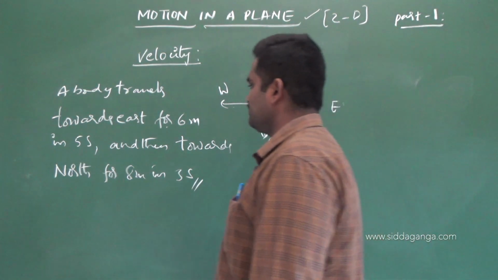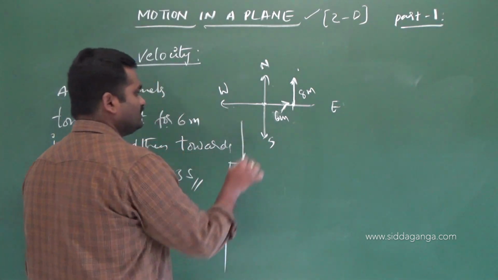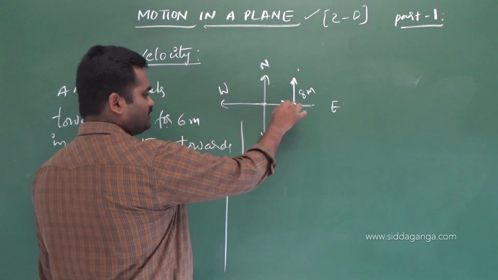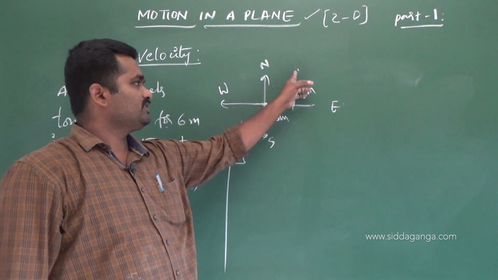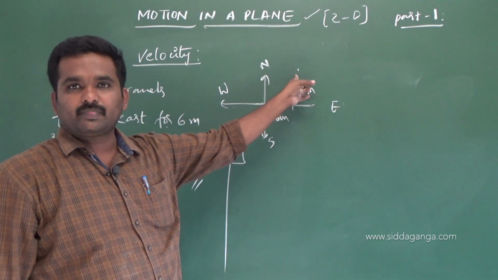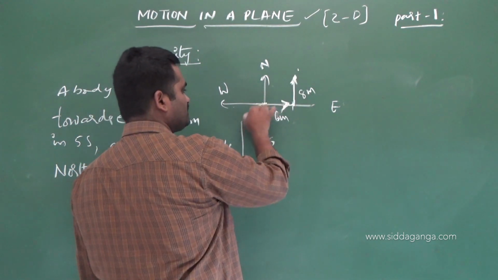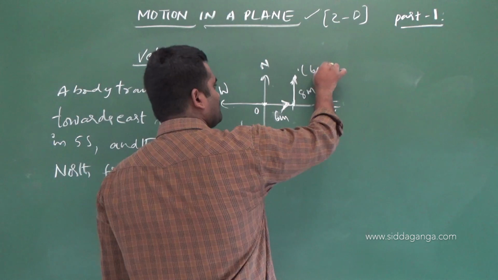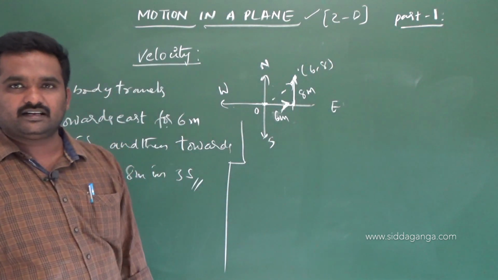If they ask this kind of problem, how do we solve it? First, the displacement or position change. This point is 6 comma 8. This is the final position, and the initial position is 0. Finally this itself is the displacement. That is one method you can write.